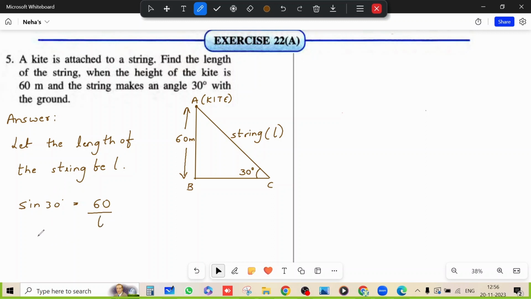Now we know that the value of sine 30 degree is 1 by 2. So this becomes 1 by 2 is equal to 60 by L. From this you can calculate the value of L. So this is 60 into 2. So the length of the string is 120 meters.